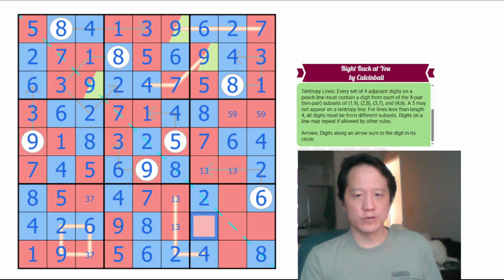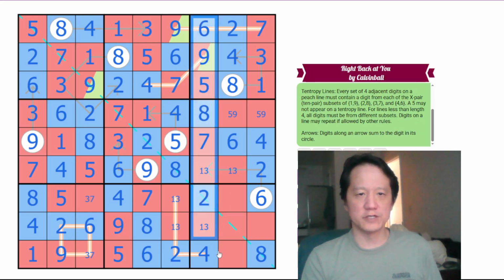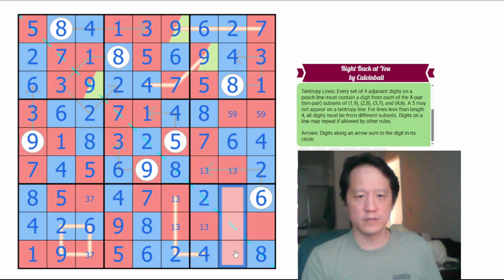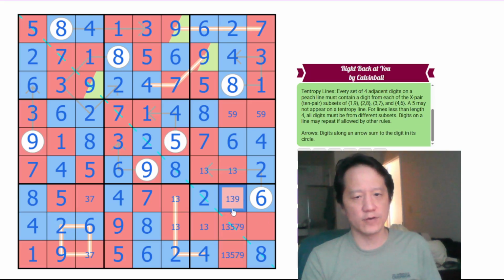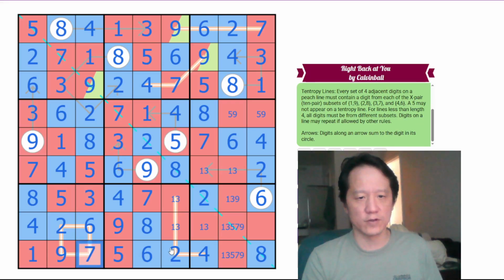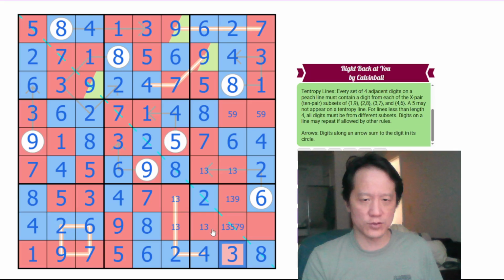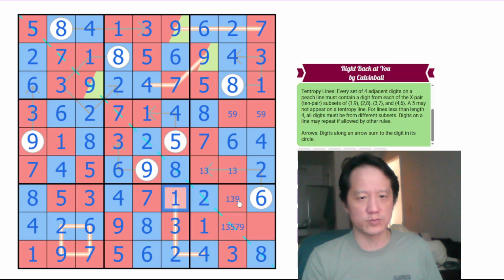This has to be 1 or 3 because of the remaining digits in column 7. This is 1, 3, 5, 7, but this can't be 1, 3. Sorry, this is all 1, 3, 5, 7, 9. This can't be 5 or 7. This 7 eliminates 7 here, so this is 3, this is 7. This then has to be 3, which makes that a 1, which makes that 3, which makes that a 1.